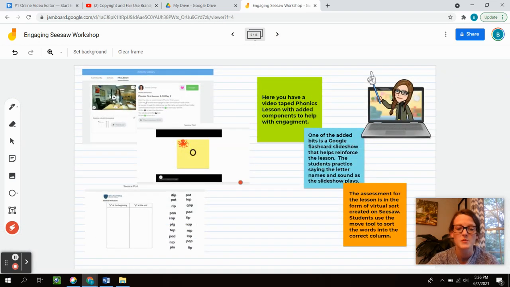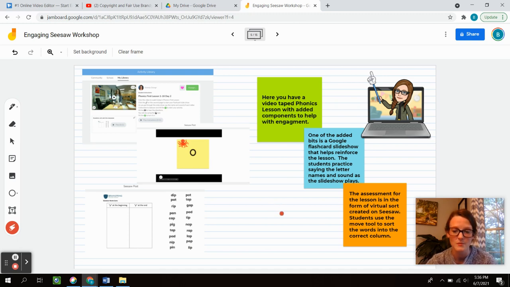On this page, this was a fun way for me to pull in some of our Brain Springs and Phonics First resources. And here on the top one, you have a videotaped phonics lesson with added components to help with engagement with the students. I have my video lesson that I taught with the kids, and then I added bits of a Google flashcard slideshow for them. That went through all their letters so they could practice saying their letter names and sounds.